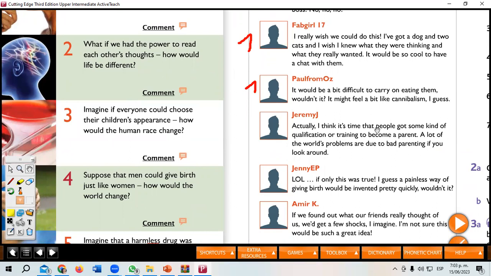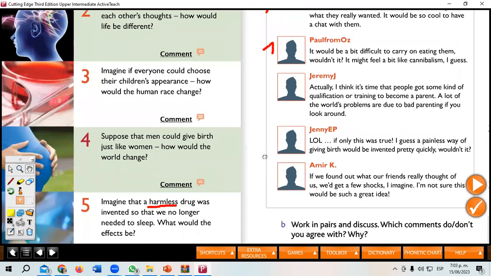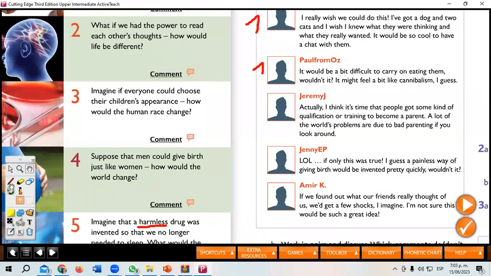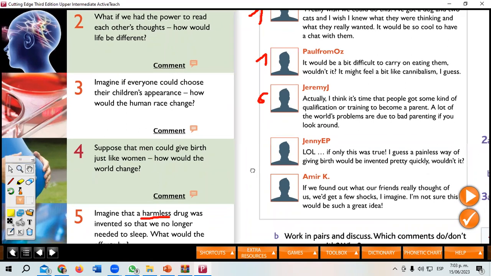Actually, I think it's time that people got some kind of qualification or training to become a parent. A lot of the world's problems are due to bad parenting if you look around. So which is the situation? Number 6. If people had to pass an exam to become parents, yes. I agree. I also think this could be really beneficial, especially for the kids, right? If the parents are trained or have some qualifications, it would be very good.